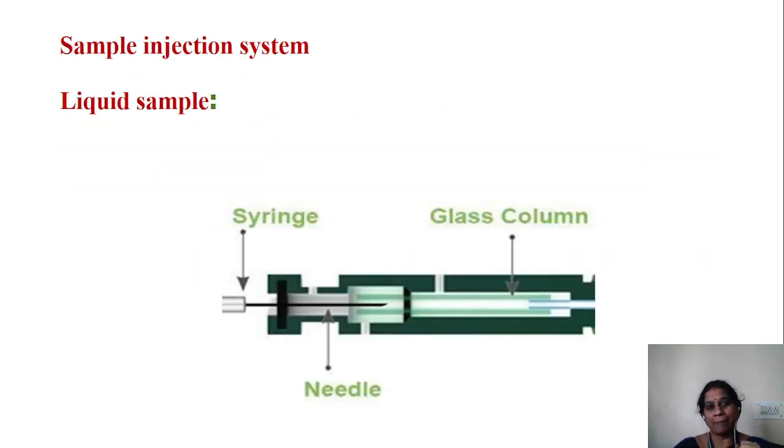Coming to the sample injection system, the sample can be a liquid sample, and this liquid sample will be injected into the column through a micro syringe. Can you see here, this is the syringe and the needle, and this is the liquid sample which forces the liquid into the column.